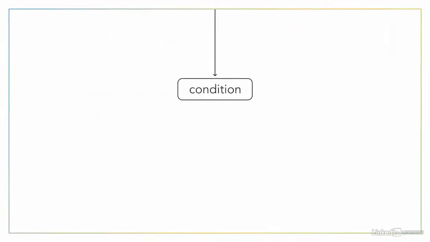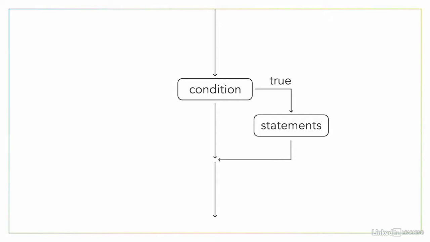To visualize this, think of it as a flowchart with only one check. If it's true, then the program will proceed to execute the statements. If not, then it just ignores those statements as if they don't exist.